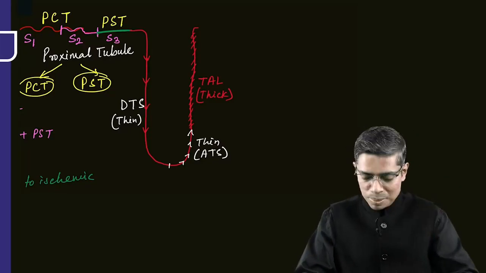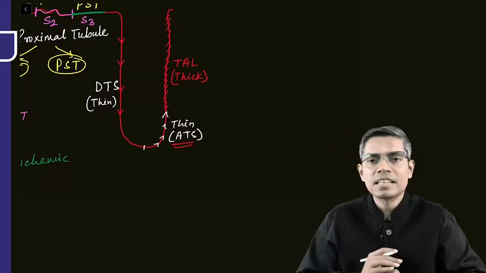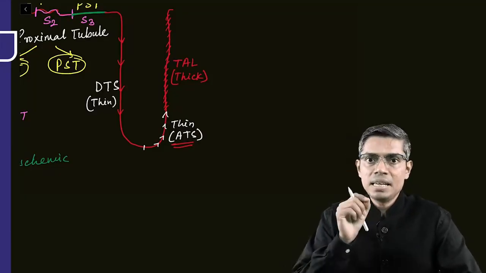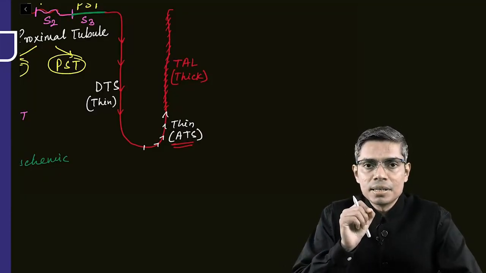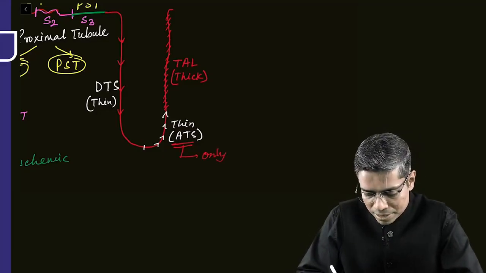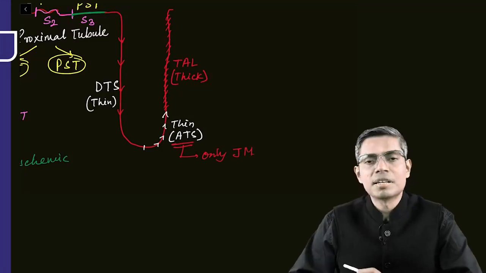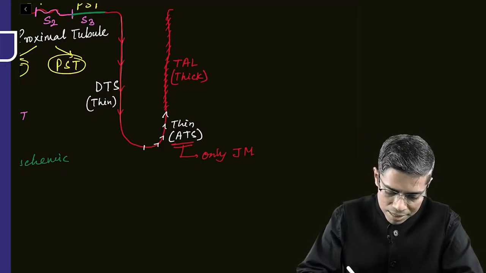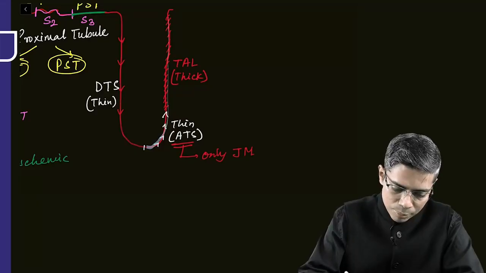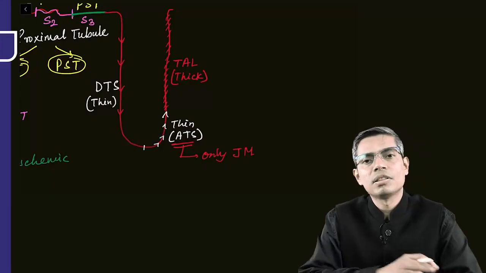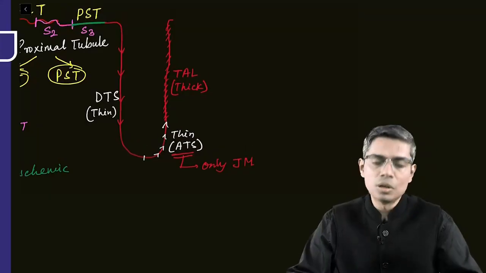Along with this, you remember that this ascending thin segment of the loop of Henle is only present in case of juxtamedullary type of nephron. It is not present in cortical nephron. So I am writing here, this is only present at the level of juxtamedullary type of nephron. It is not present in cortical nephron. So the cortical nephron means I can understand there will be only one descending portion and only one ascending portion. The descending portion is always thin and the ascending portion is all thick, right? So this is about the loop of Henle.